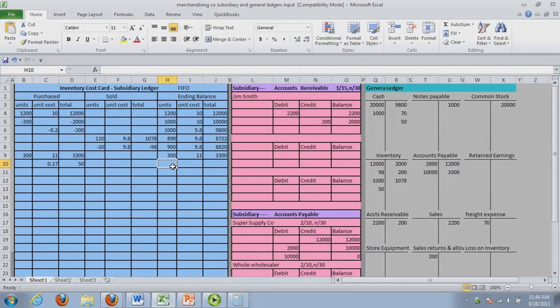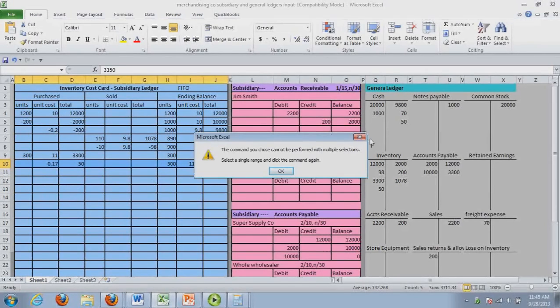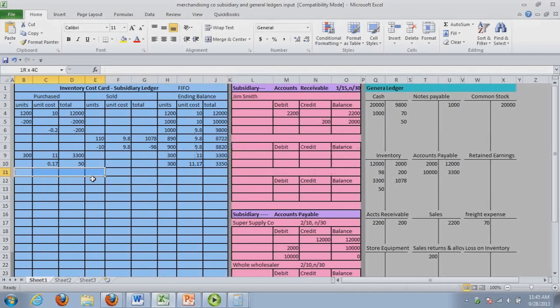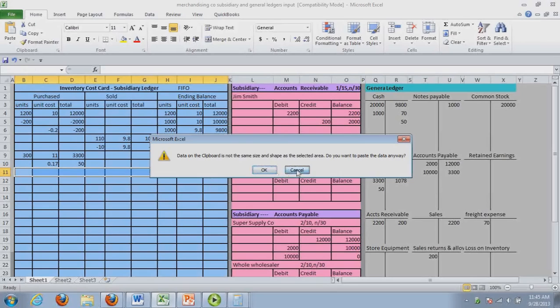So now I've got, and let's just bring this here, 300 at $11.17, which is 3,300 plus 50. So let's go ahead and do that. Let me cut and paste this down one level. What I want to do is actually, I didn't like what I did.